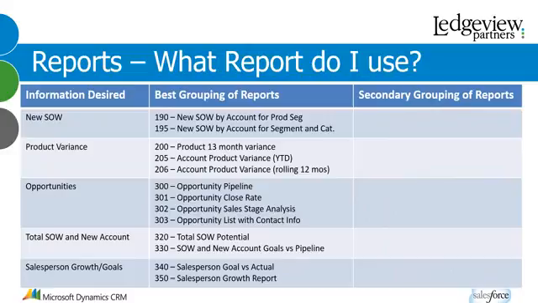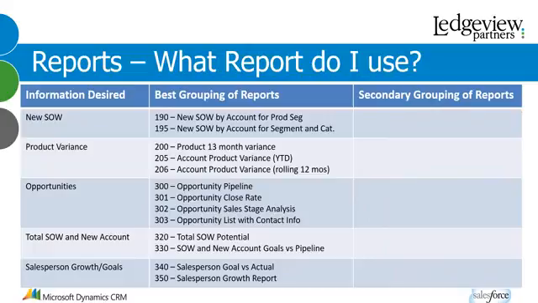Opportunities, Report 300 is an opportunity pipeline. Basically, you can see what's out there and what's coming down the pipe to close. Your close rate, how are you doing at closing out and winning your opportunities? The sales stage analysis, we touched on that earlier. It's going to be an excellent tool once the data gets in there.